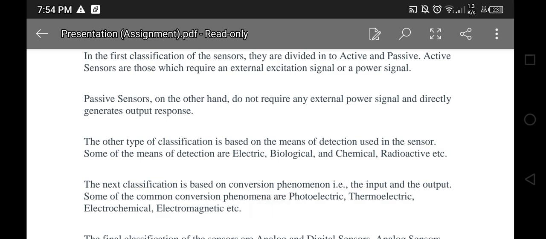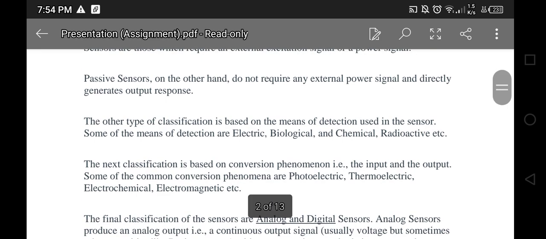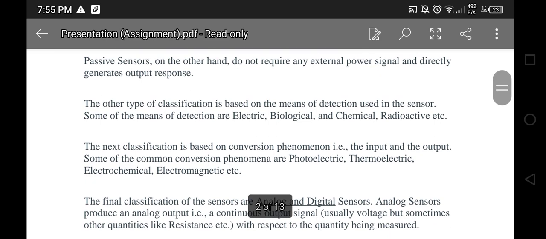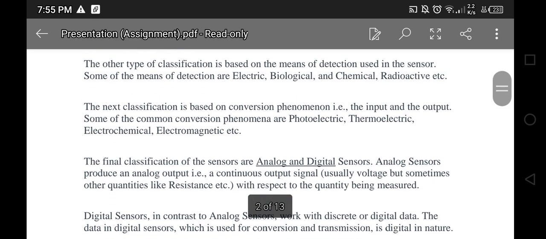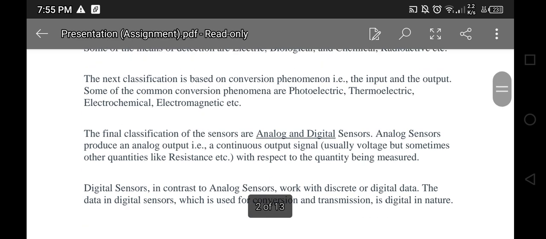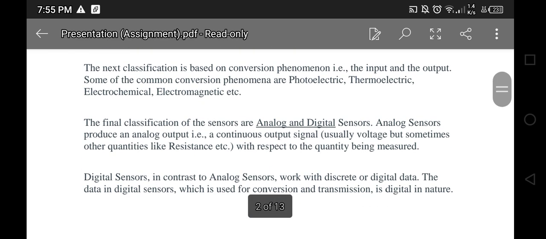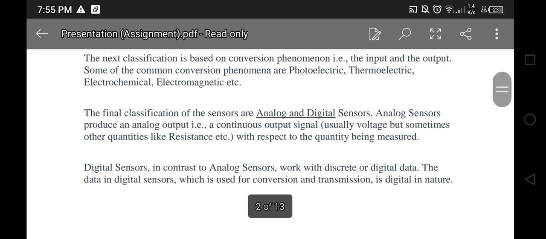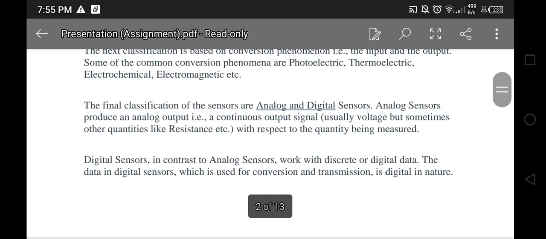The other type of classification would be based on the means of detection used in the sensor. Some of the means of detection would be electric, biological, chemical, and radioactive, etc. The next classification would be based on conversion phenomena, the input and the output. Some of the common conversion phenomena would be photoelectric, thermoelectric, electrochemical, and electromagnetic.